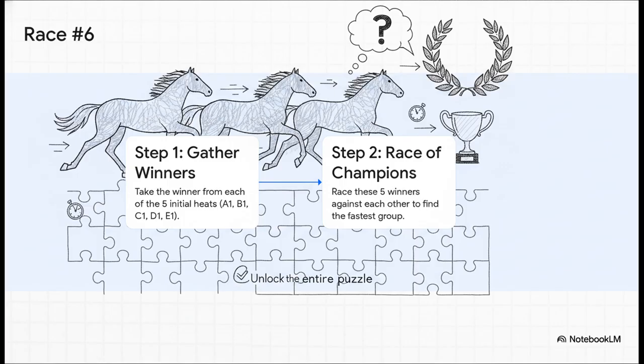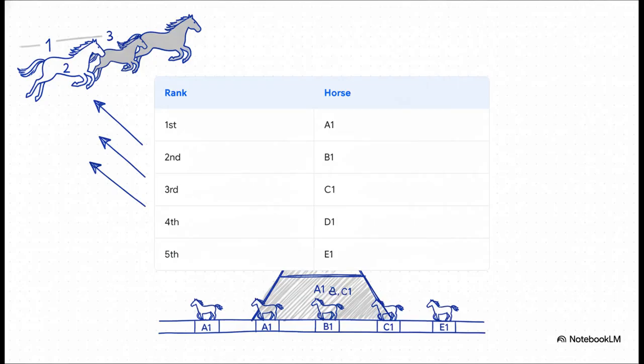Well, we've got to figure out which of these groups is the fastest. And how do we do that? You guessed it. We hold a 6th race, a race of champions. We take the winner from each of those first 5 races and we pit them against each other. This race, right here, is the key that's going to unlock this whole puzzle. So, for the sake of the puzzle, let's just say these are the results from our big winners race. A1 comes in first, B1 second, C1 third, and so on. This single race gives us something incredibly valuable, a hierarchy. We now know that Group A's winner is the fastest, followed by B's winner, then C's. And this ranking, this is the foundation for our most powerful tool, pure, simple logic.